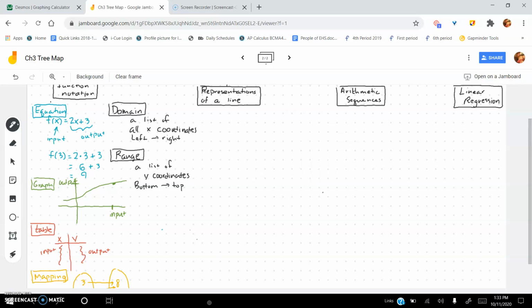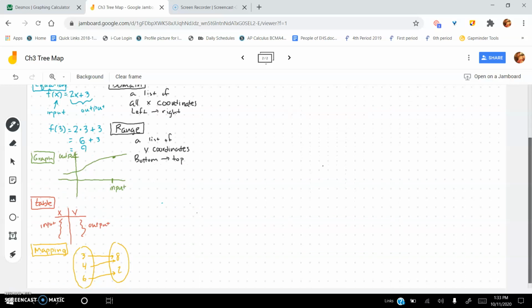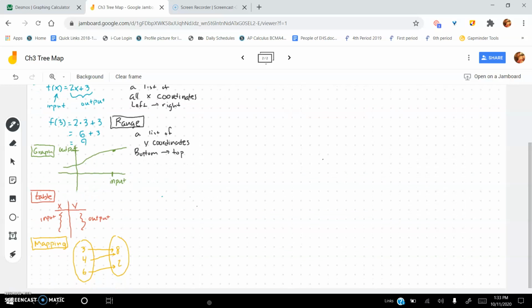In an equation, your domain would be the input values that you're putting into your function. In a graph, your domain would be the x-coordinates, also in a table. In a mapping, the domain would be the inputs, and the range would be the outputs.